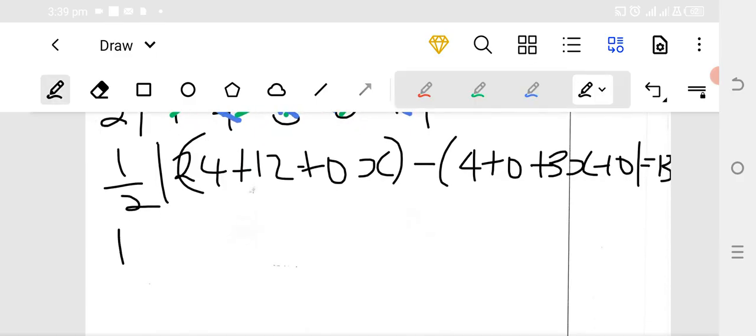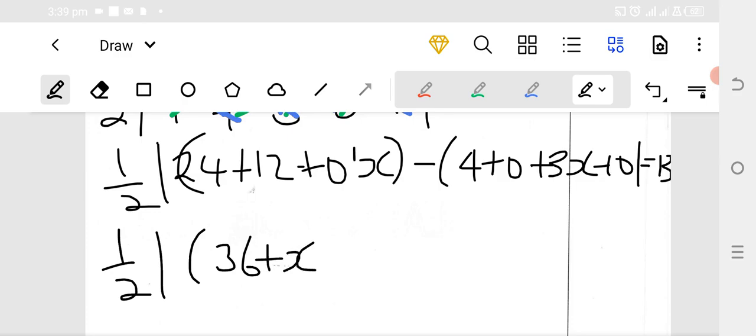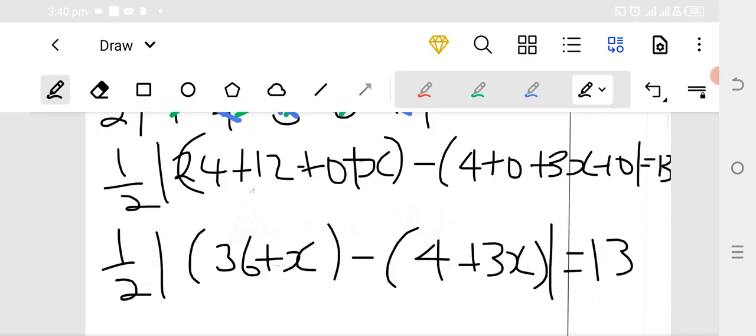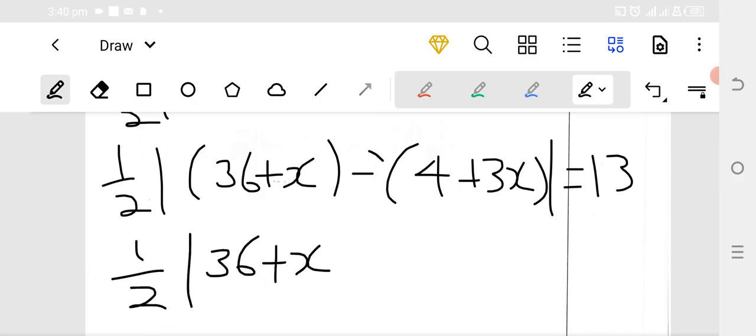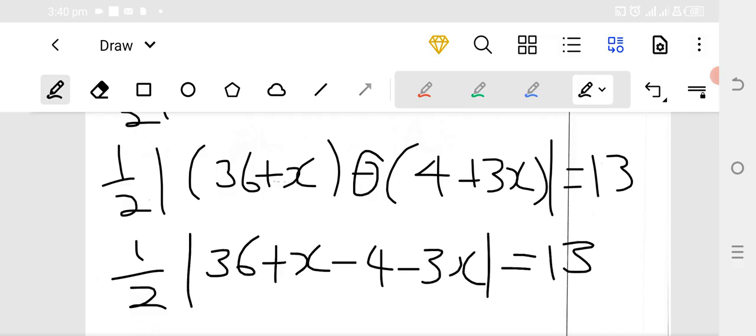To continue to be half of, we simplify what is in the brackets. This is 36 plus x. Of course, here there's a plus sign there. 36 plus x minus here, if we simplify, to just be 4 plus 3x is equal to 13. Sorry for that mistake. It was an oversight. Okay, 1 over 2, it will be 36 plus x. We distribute this negative sign, it will be minus 4 minus 3x is equal to 13.